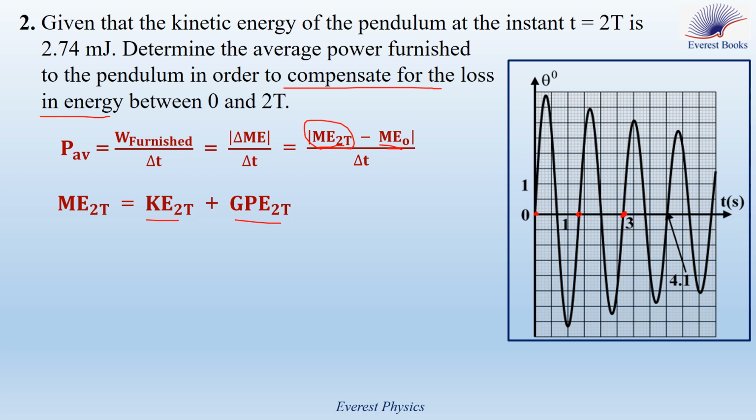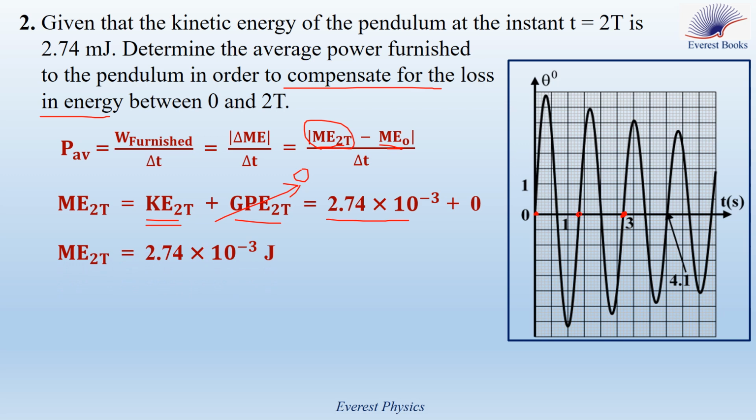This means that the particle is at the reference level for the gravitational potential energy, which means that gravitational potential energy is equal to 0 in this position. Therefore, we still have only the kinetic energy, which is equal to 2.74 millijoules. It becomes 2.74 times 10 to the power minus 3 joules. Therefore, the mechanical energy at 2t is equal to 2.74 times 10 to the power minus 3 joules. The initial mechanical energy is obtained in a previous slide. It is equal to 4.5 times 10 to the power minus 3 joules.